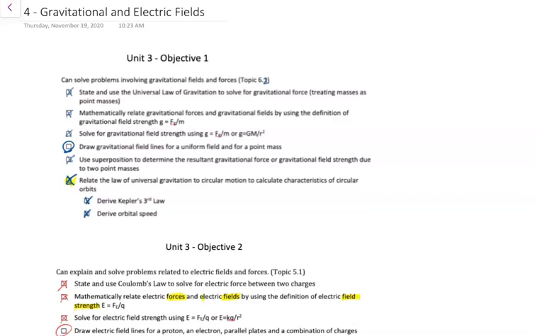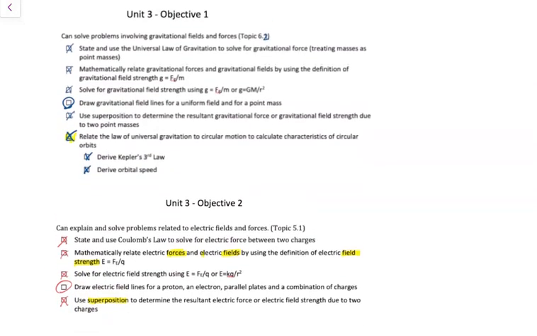We are in gravitational and electric fields, so the remaining two sub-objectives in objective 1 and objective 2. We are going to finally check off: draw gravitational field lines for uniform fields and for point masses, and draw electric fields for protons, electrons, parallel plates, and combinations of charges. That's what we're doing today.